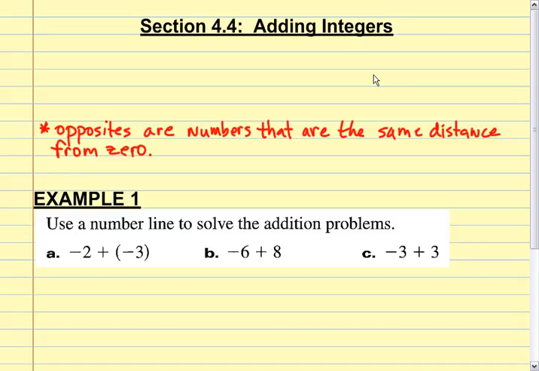And what is that distance called? It's not up here, but what's it called, Daniel? It's called absolute value. All right? We'll get to that later. Okay? Now let's look at example number 1.